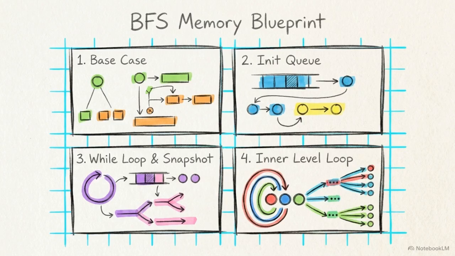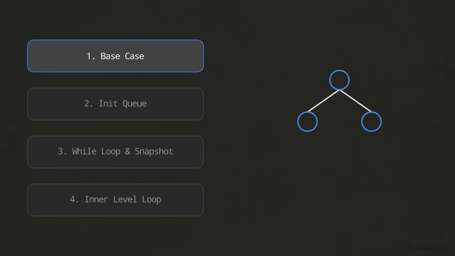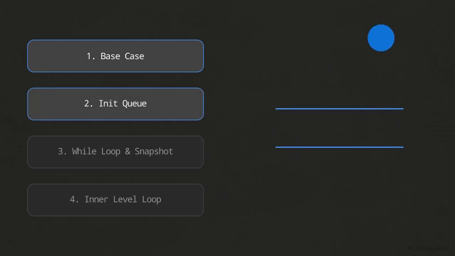This graphic illustrates a 4-step blueprint. If you internalize these logical blocks, you won't need to memorize the exact syntax to build the algorithm. Step 1 checks the edge case, keeping empty inputs from breaking the code. Step 2 establishes the primary data structure by seeding a queue with your starting node.